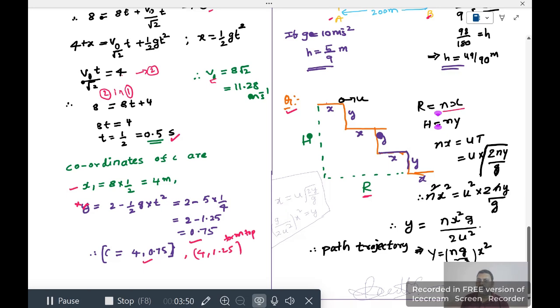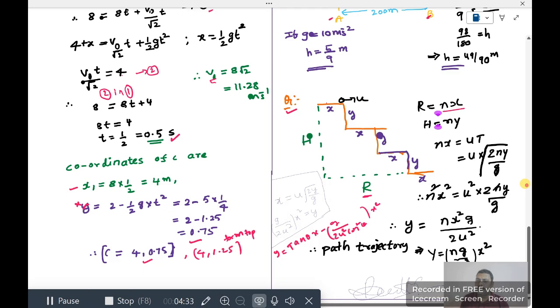Y is the vertical distance and x is the horizontal displacement. Then the path trajectory is y equal to g by 2u square into x square. Similarly, in oblique projection also, y is equal to tan theta into x minus g by 2u square cos square theta into x square. This is the path trajectory for oblique projection. I can also write it as uy by ux into x, and here also this is ux square.